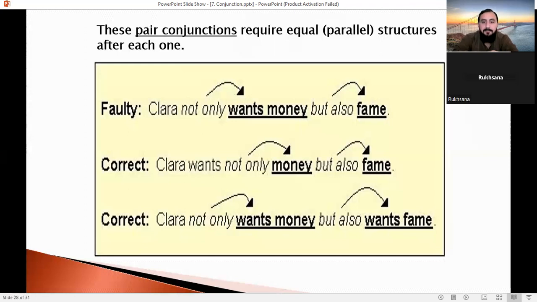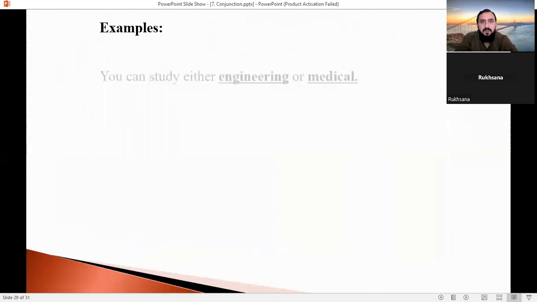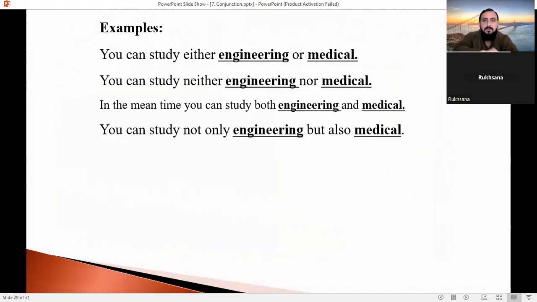You will make examples. I'm going to give you some worksheets. You will make examples and then you will understand it. More examples: you can study either engineering or medical. You can study neither engineering nor medical. In the first one, he is giving a choice. In the second one, he is abstaining from doing engineering. Neither nor means none of them. Either or means one of them.